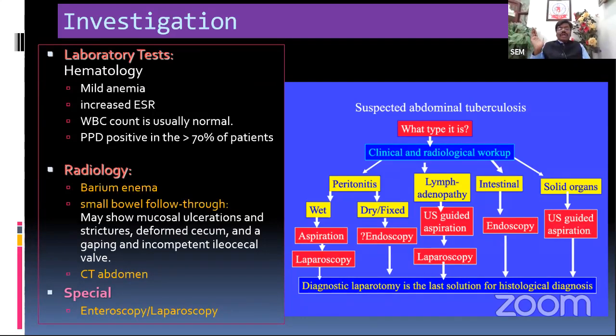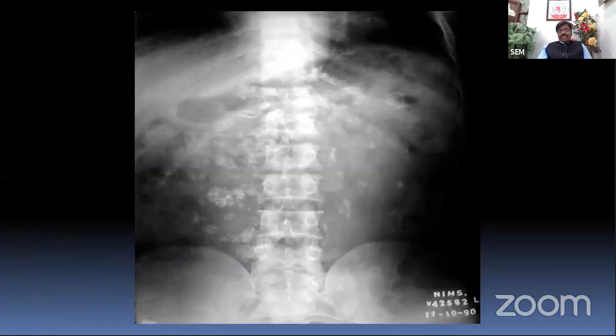We rely more on the radiological and also endoscopic examination. What is radiological? For you as undergraduates, you should know small bowel enema and also barium enema, which is a large bowel enema. Both can be done. CT abdomen can be considered. And for endoscopy, especially of the small bowel, it is called enteroscopy. The cecum and ileocecal region can be seen by a colonoscopy. There you can see the ulcers in the bowel and take a biopsy. So these are the investigations.